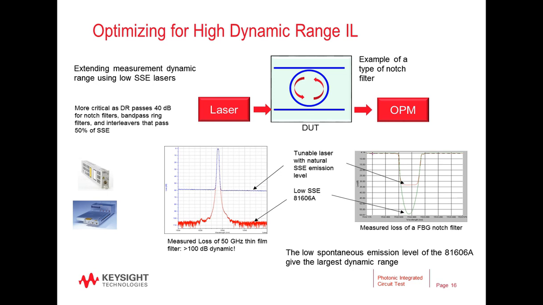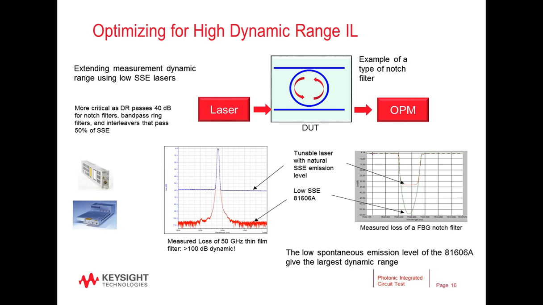Sometimes, with high dynamic range, especially when measuring filters, SSE can limit the measurement. Well, what is SSE? It's source spontaneous emission, an unwanted broadband optical emission associated with the gain used in the laser. Different lasers have different levels of SSE. Since the SSE is broadband, it can get past the filter even though the narrow laser line is rejected by the filter. So the measurements are limited by this noise. So if you're looking for high dynamic range, say more than 60 dB, you need low SSE lasers.